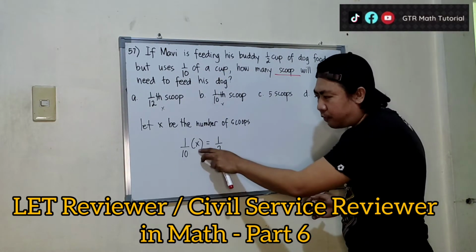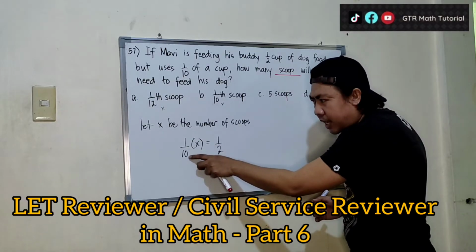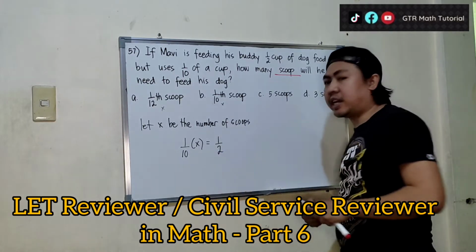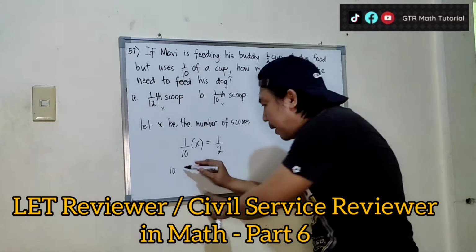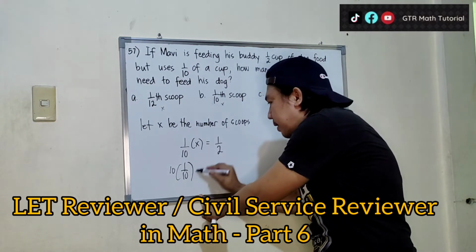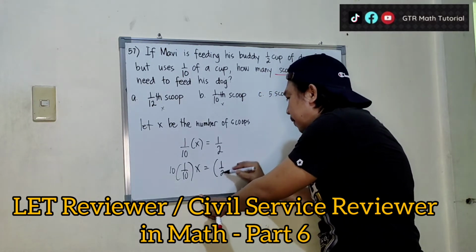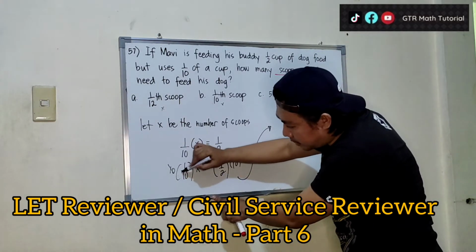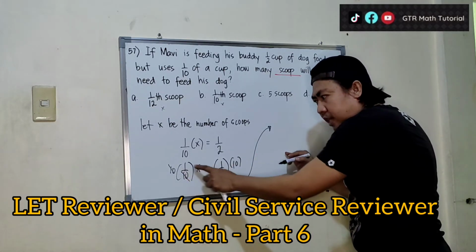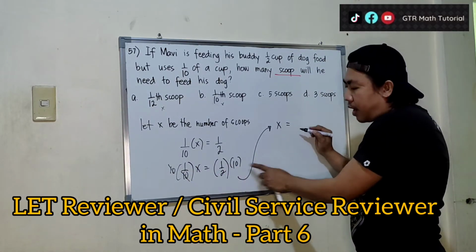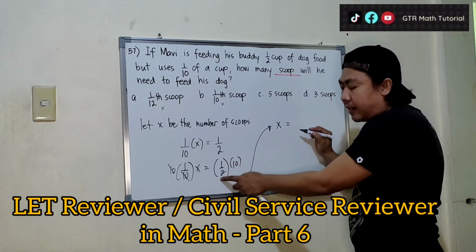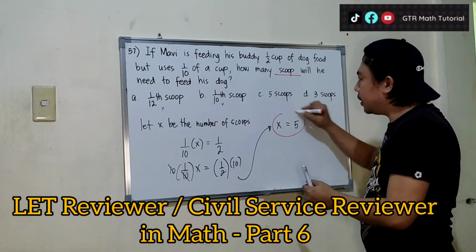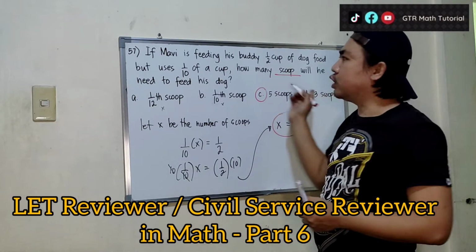So solve na rin natin. So therefore, solve for x, so kailangan matanggal yung 1/10. So para matanggal yung denominator na 10, multiply both sides by 10. 10 times 1/10 times x equals 1/2 times 10. Okay, so therefore we have 10 divided by 10, so that is cancelled out, that is 1. So 1 times x, so that is simply x, equals 1/2 of 10, or 10 divided by 2. So the answer is 5 scoops. So therefore, the answer is letter C, 5 scoops.